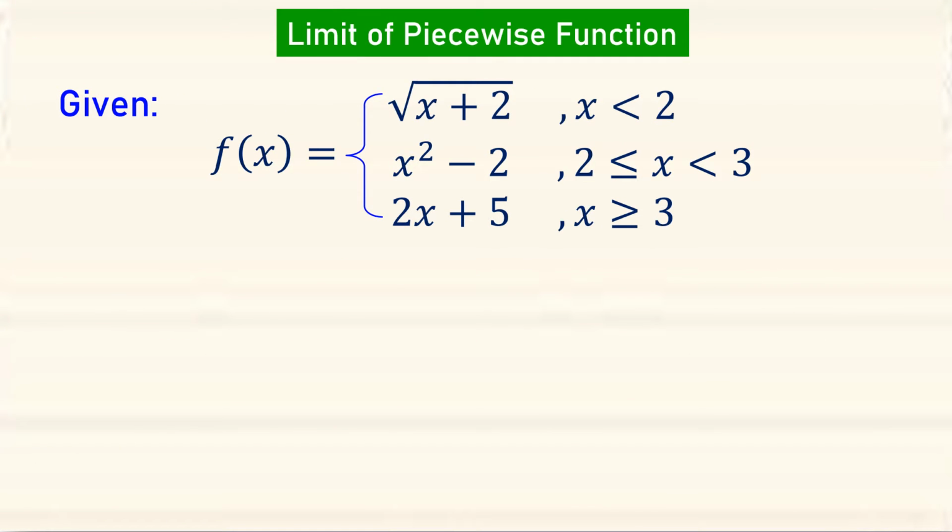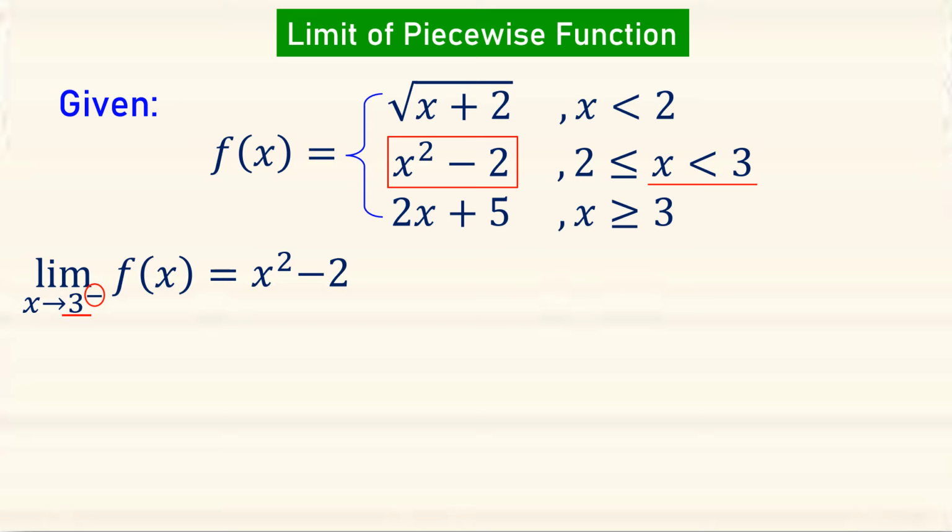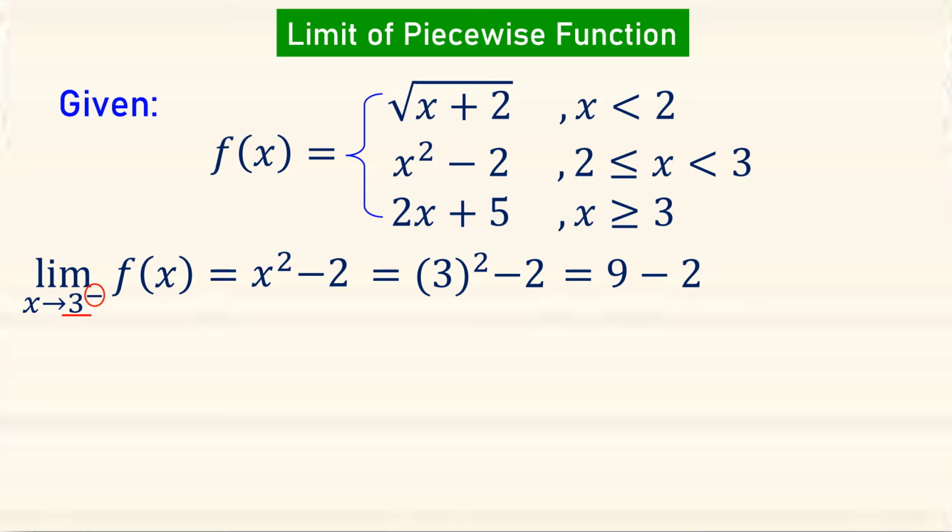Now, using the same piecewise function, we are going to determine the limit of f(x) as x approaches 3 from the left. So in here, take a look at 3 and take a look at the negative, so from the left. We are going to take a look at x less than 3, and we are going to use this one. So substituting the value of x, which is 3, 3 squared minus 2 is equal to 9 minus 2. So the limit of f(x) as x approaches 3 from the left is equal to 7.